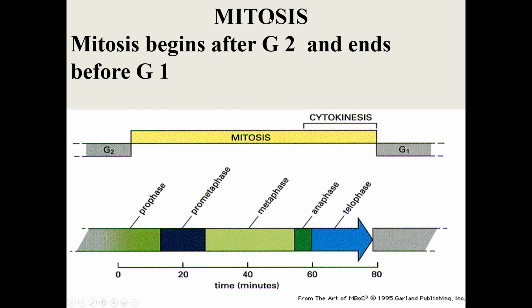Okay, so mitosis is the actual division part, and it begins after G2 and ends before G1. So in this map here, you can see G2 ends, you go to mitosis, and then G1 is at the end. Mitosis is broken up into stages as well. It's got a prophase, a metaphase, an anaphase, and a telophase. These are the major phases of mitosis, and they're important to know.